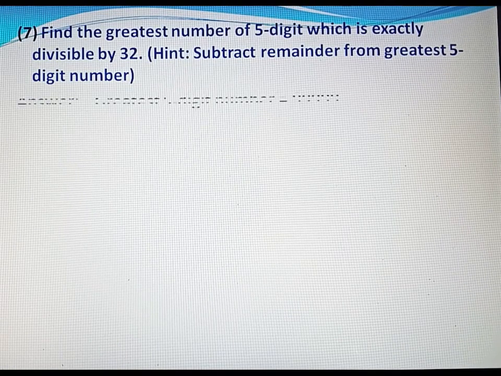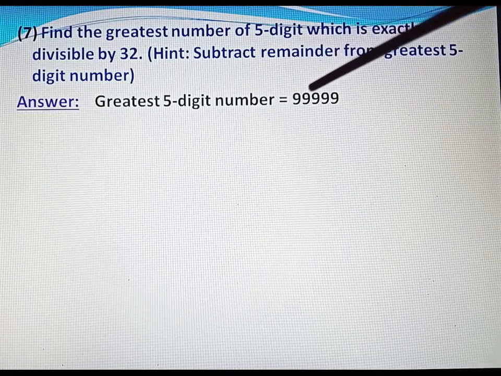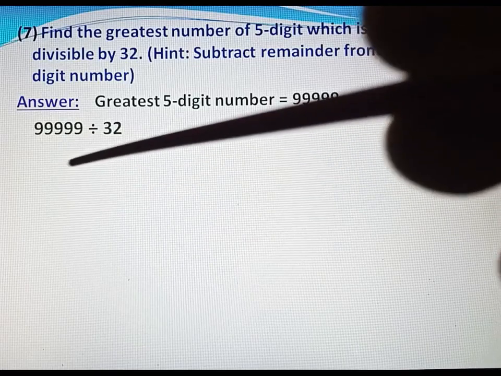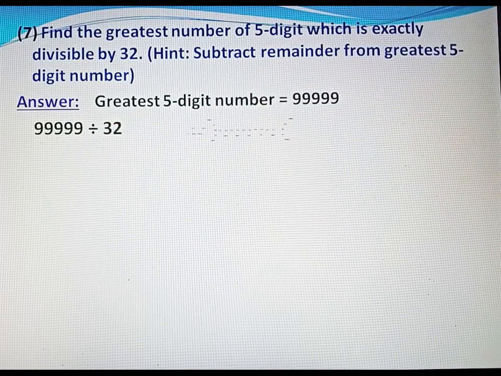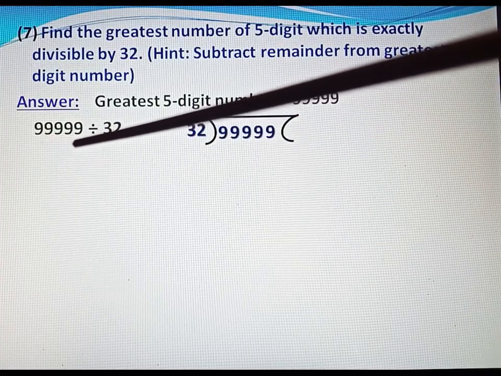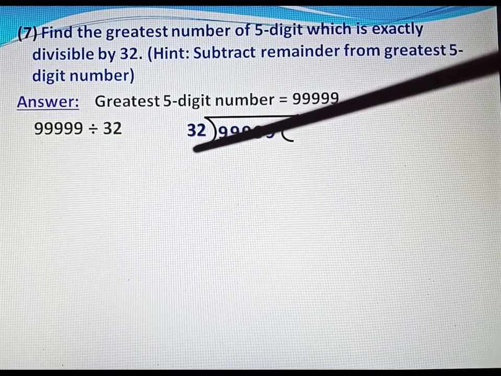See, the answer: the greatest 5-digit number is 99,999. So we will divide 99,999 by 32. See, 99,999 is the dividend, so we have written it here, and 32 is the divisor, so we have written it on the left side.